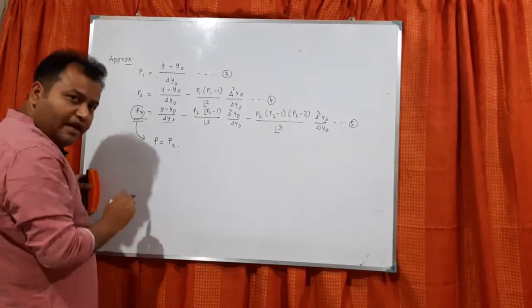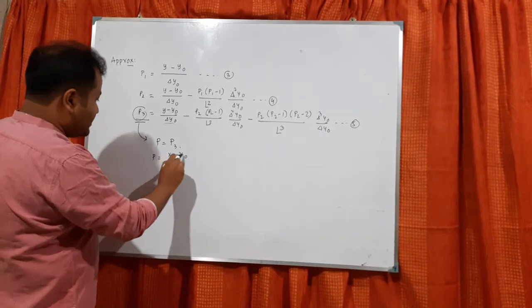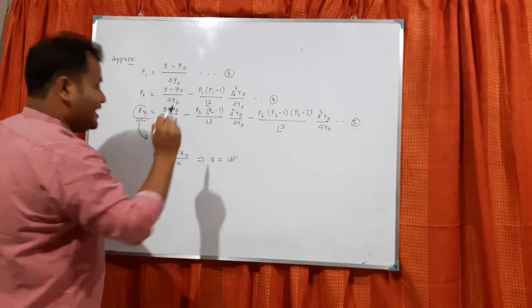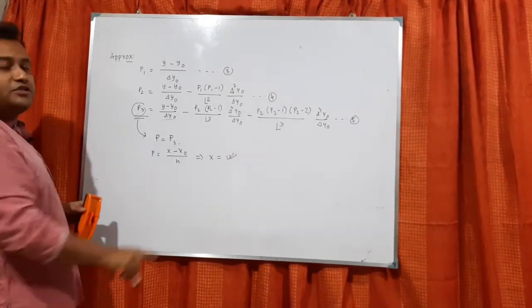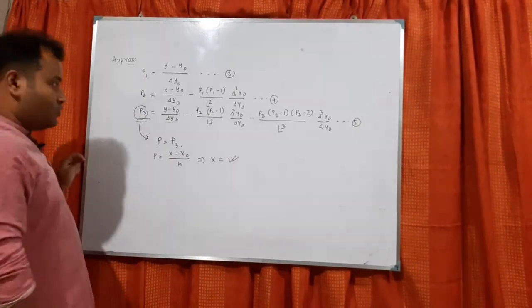So if I know P, then I know P equals x minus x naught by h. From there I can find the value of x. So that is the whole procedure. Let us do one problem, and hopefully then it will be clearer.